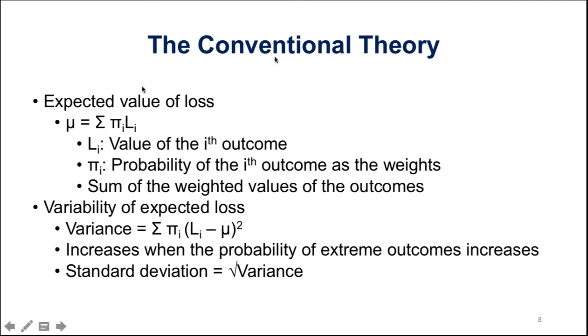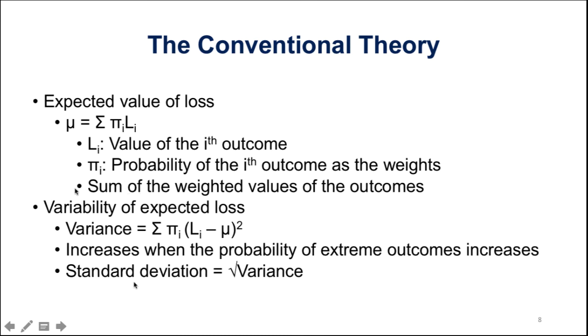So the conventional theory says that the expected value of the loss, which we show by mu, is equal to the sum of the weighted value of the outcomes. That is the sum of the probability of each outcome, which we use as the weight, multiplied by the value of each outcome. The variability of the expected loss, the variance, is equal to the expected value of the probability times the squared deviation of the outcomes. Basically it increases when the probability of extreme outcomes increases. So we look at the standard deviation, which is the square root of the variance.